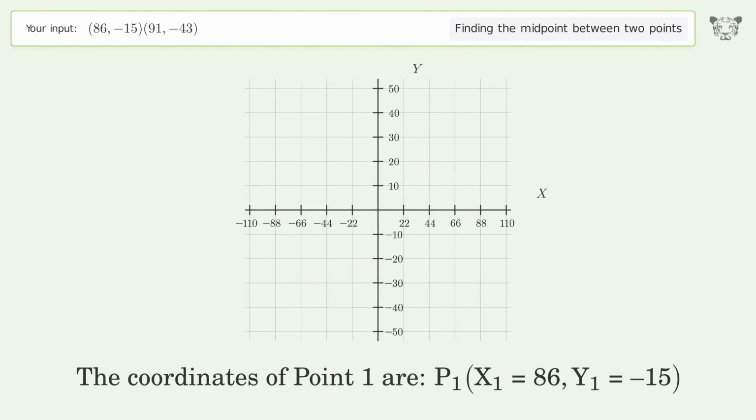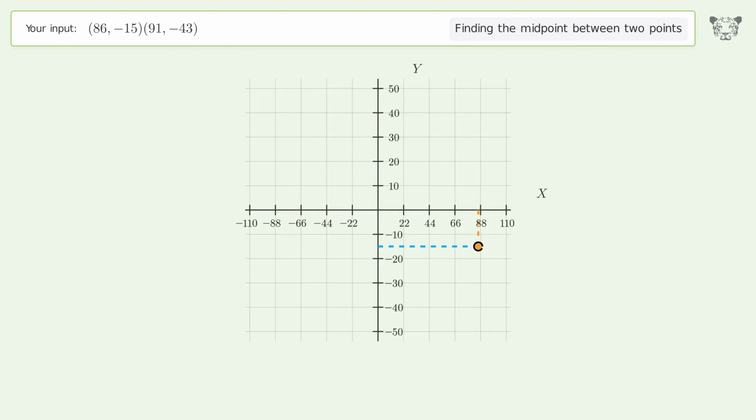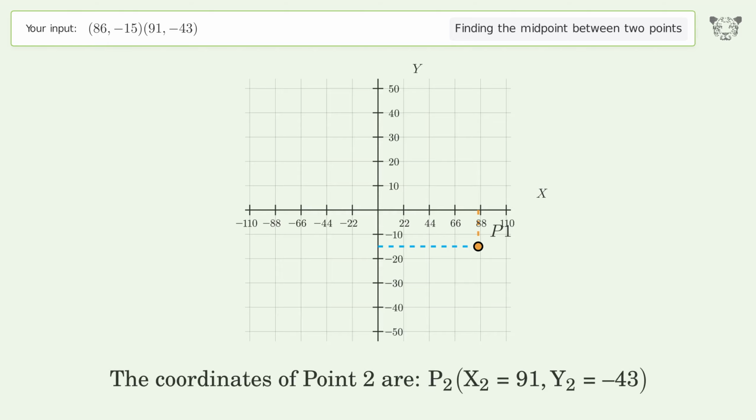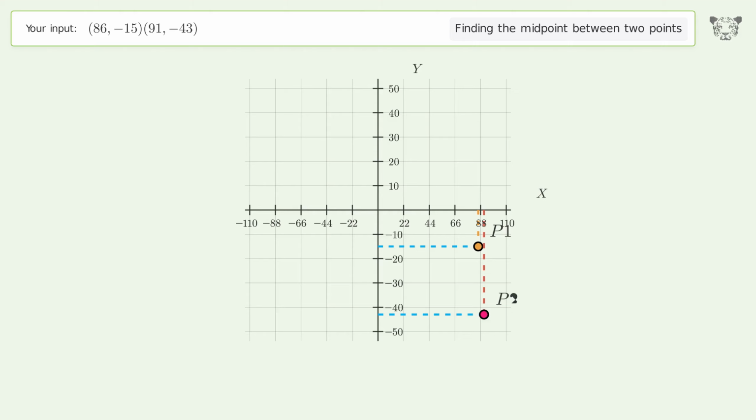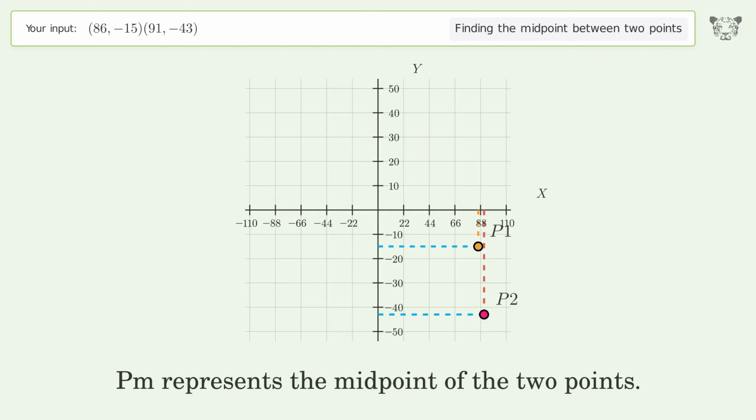The coordinates of point 1 are, x1 equals 86, y1 equals -15. The coordinates of point 2 are, x2 equals 91, y2 equals -43. PM represents the midpoint of the 2 points.